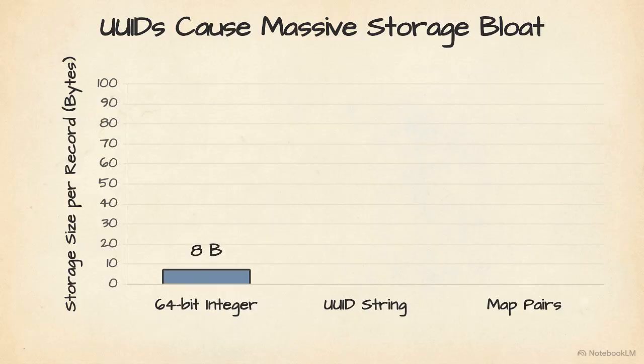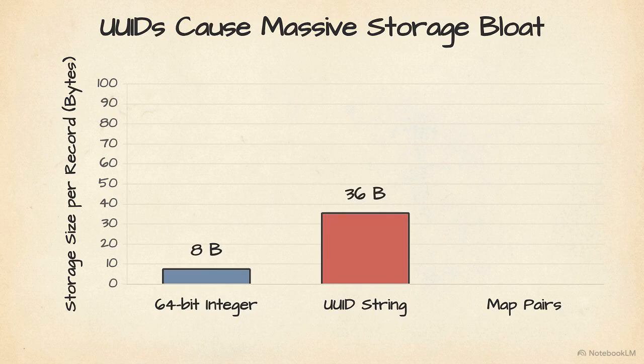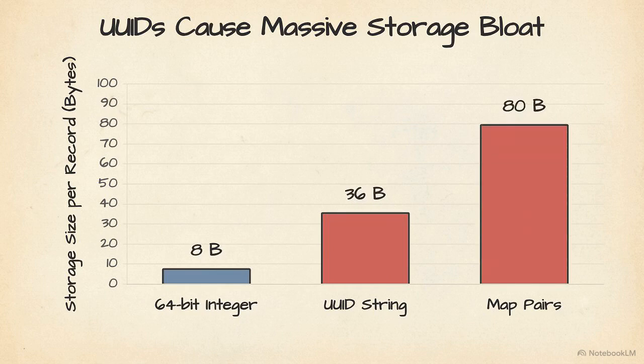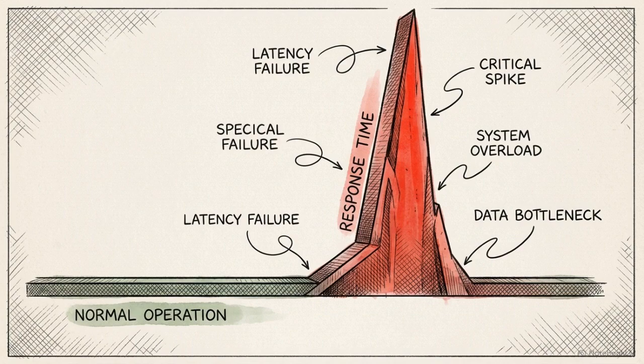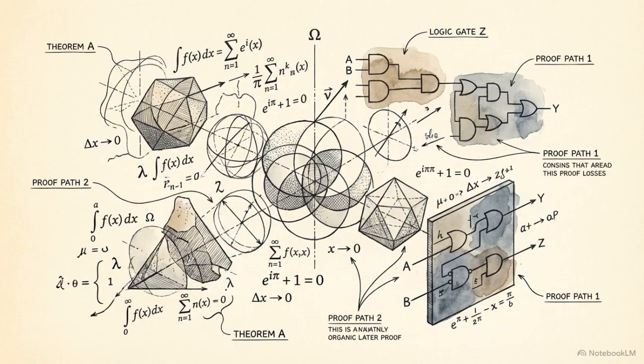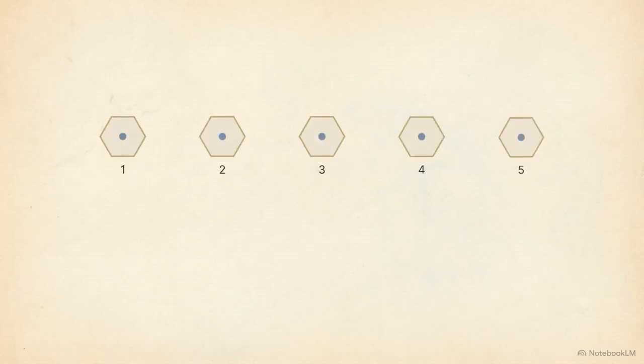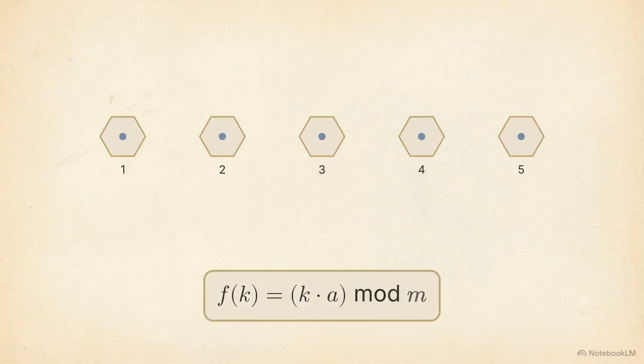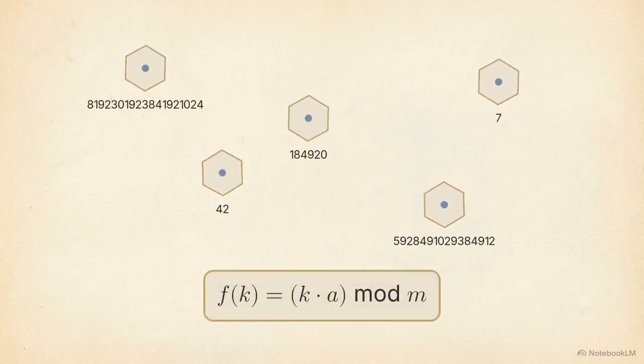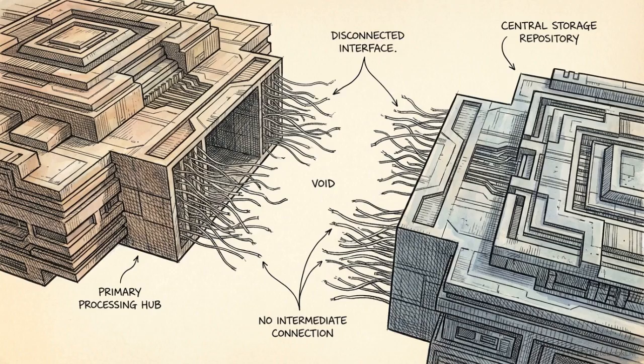Standard industry approaches fail these constraints. Swapping to UUID strings or storing random map pairs incurs massive storage overhead and introduces crippling latency on high-volume queries. The solution is to handle the obfuscation purely through mathematics. We need an algorithm that takes a sequential number and transforms it into a scattered, unpredictable output without ever writing to a disk or relying on external memory.